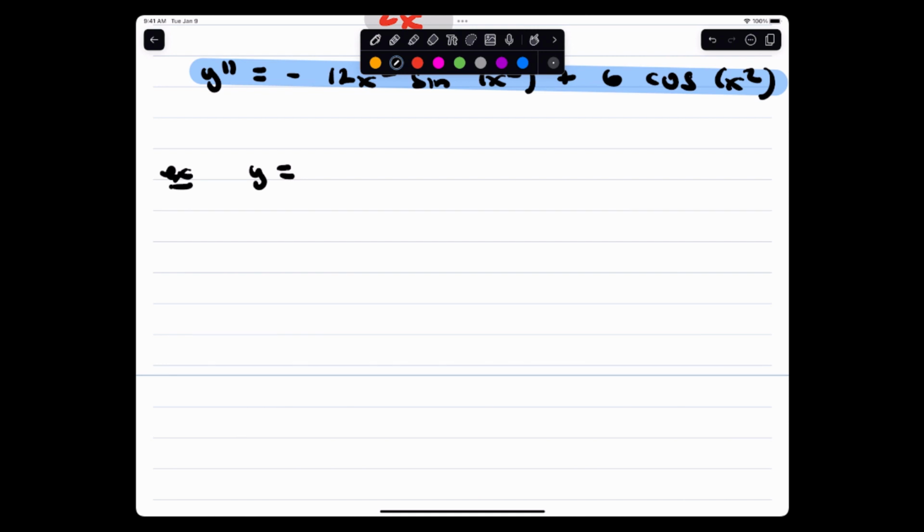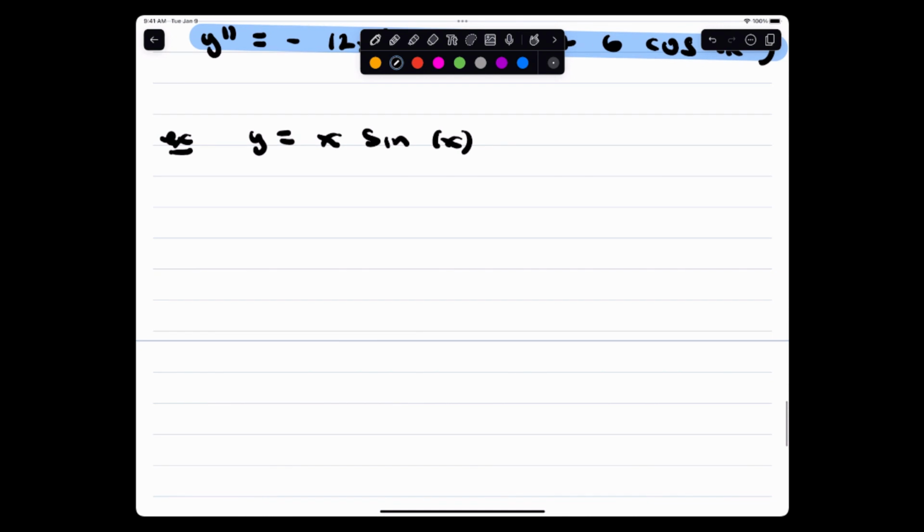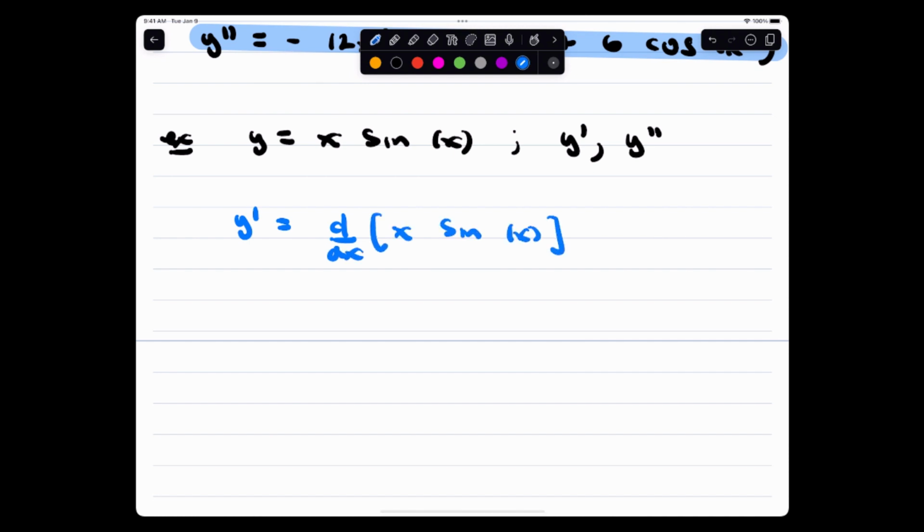Okay, how about this? We'll try this one. Okay, they want the first and the what? Second derivative. Okay, let's give you guys the first derivative again. And notice this, x what? Sine x.